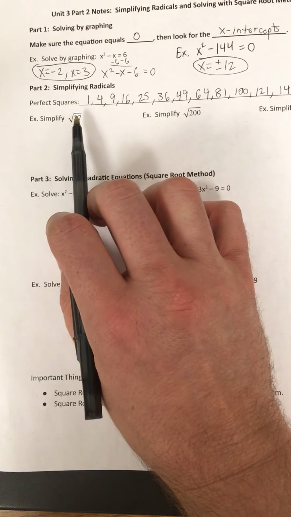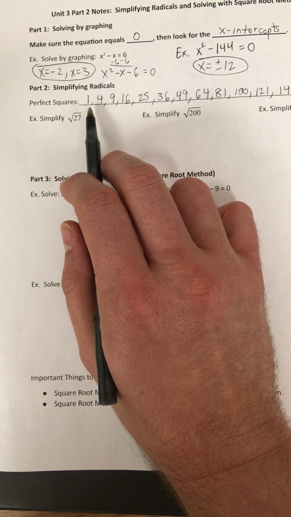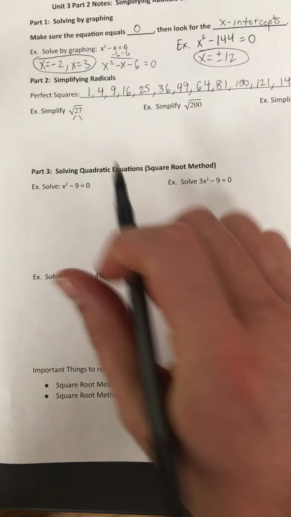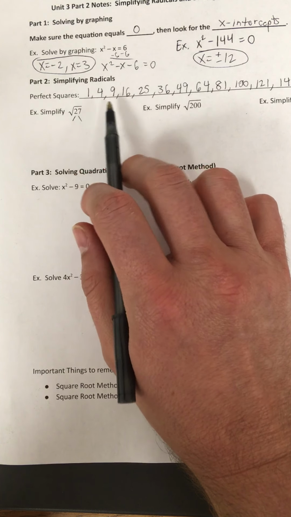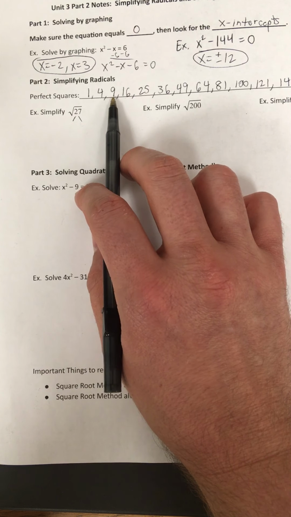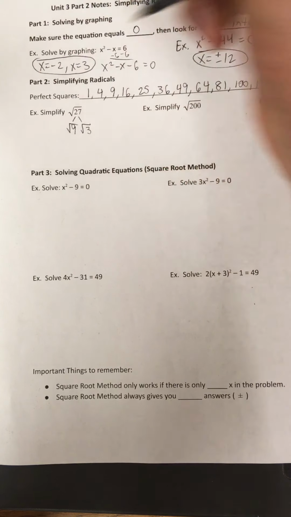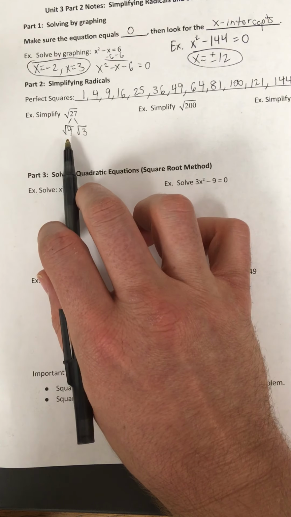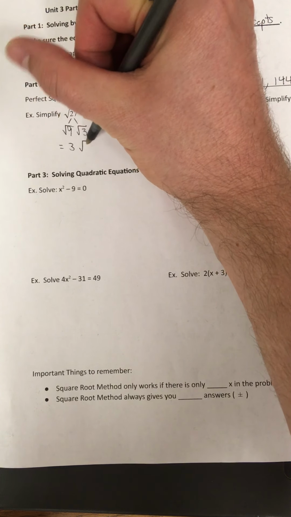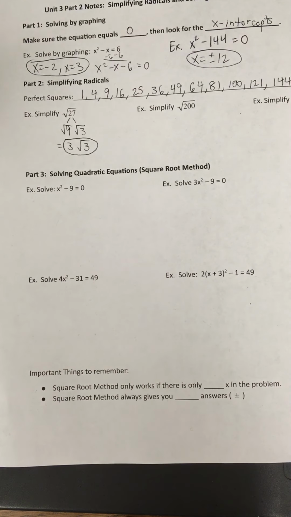So I want to write this in terms of a perfect square. So I can split up 27 into one of these perfect square numbers times something. What times what gives you 27? When you use one of these perfect square numbers, I could split it up into 9 and something. 9 times what? 9 and 3. So this is like saying square root of 9 times the square root of 3. Now what's the square root of 9? That's 3. So that answer is going to be 3 square root of 3. I don't have a square root of 3, so I'll just leave that as square root of 3.